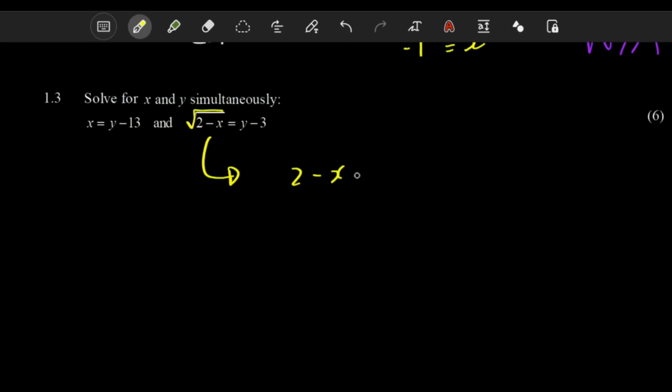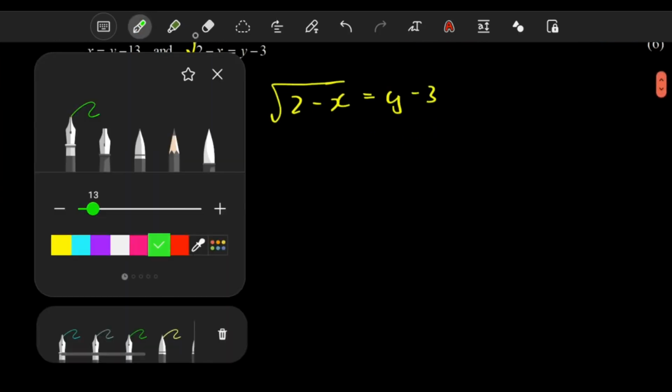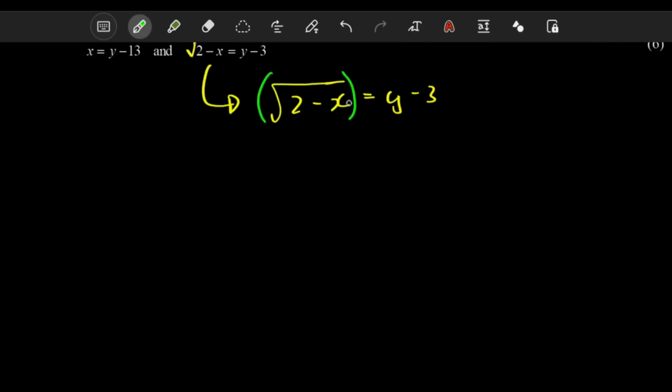So obviously, with the square root here, it looks as though the best thing you can do for yourself is to just square both sides first. Because why not?